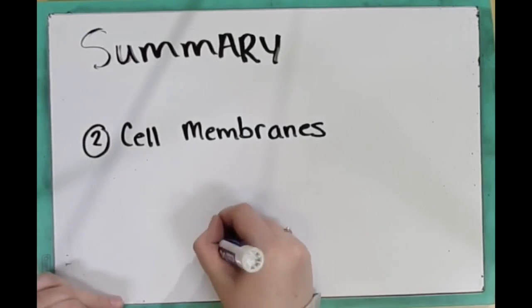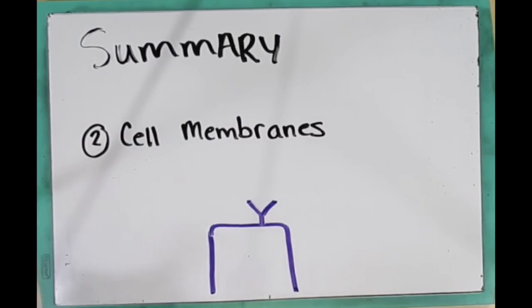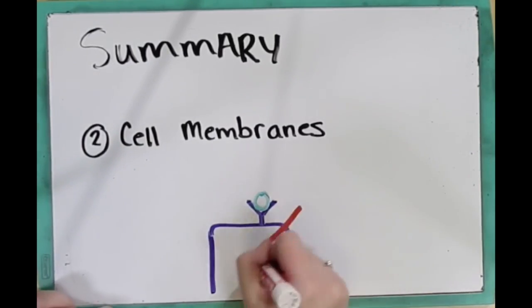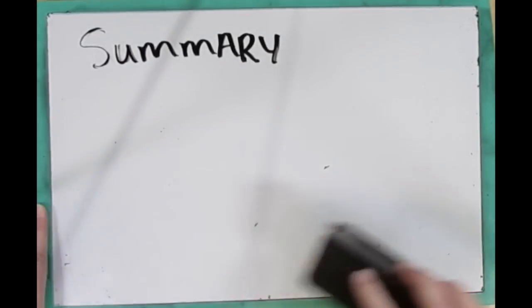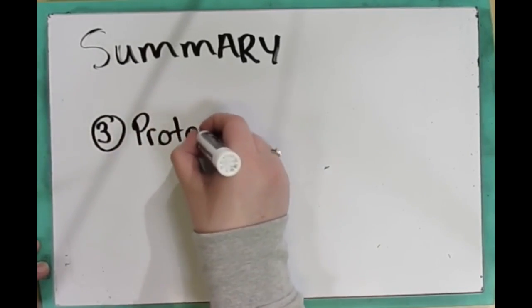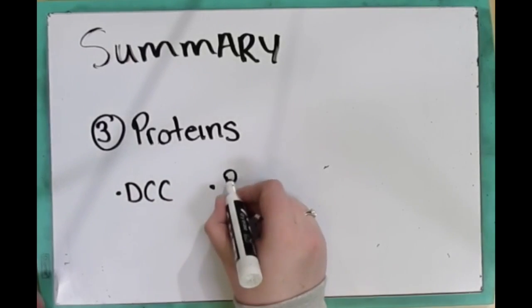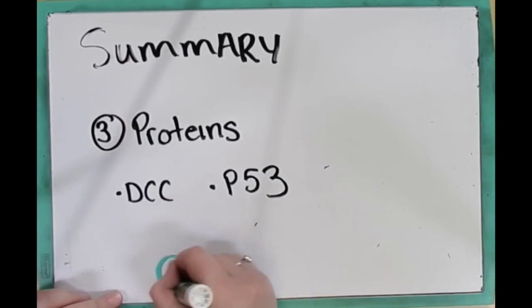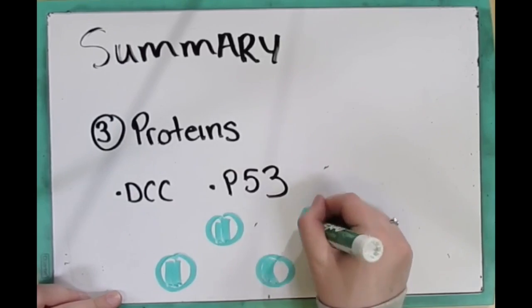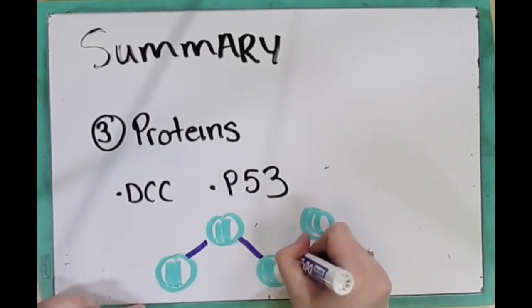The DCC protein receptor, normally found in the cell membrane, is lost, which results in the formation of an adenoma. In colorectal cancer, the DCC, P53, and RAS proteins are not functioning properly, which contributes to the rapid growth of cells.